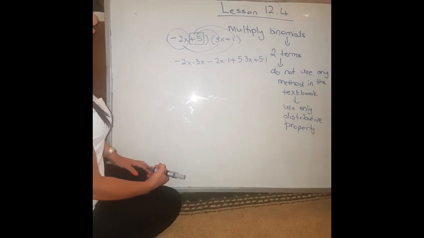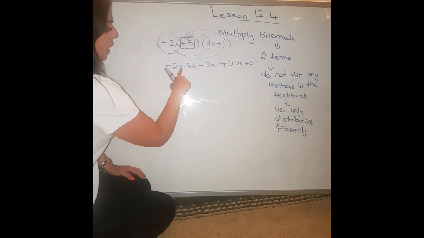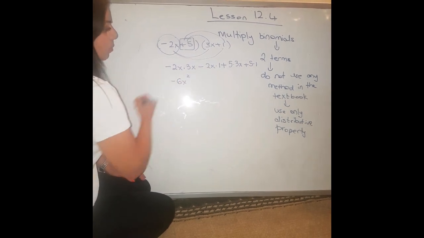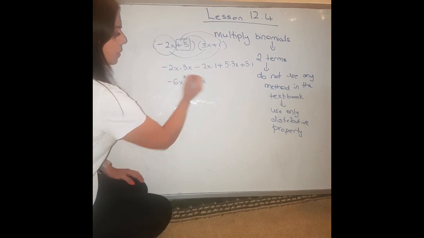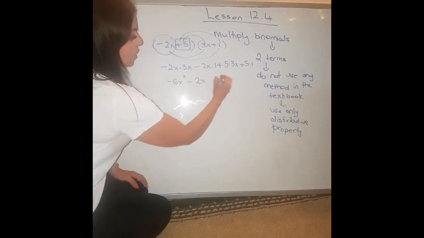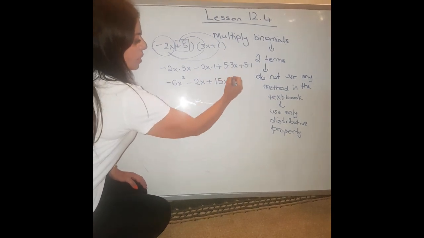I start adding and subtracting, first multiplying. Negative 2 times the 3 is a negative 6. An x and an x is an x to the second power. Minus 2x times 1 is a negative 2x. Plus 5 times 3x is a plus 15x. 5 times 1 is a plus 5.